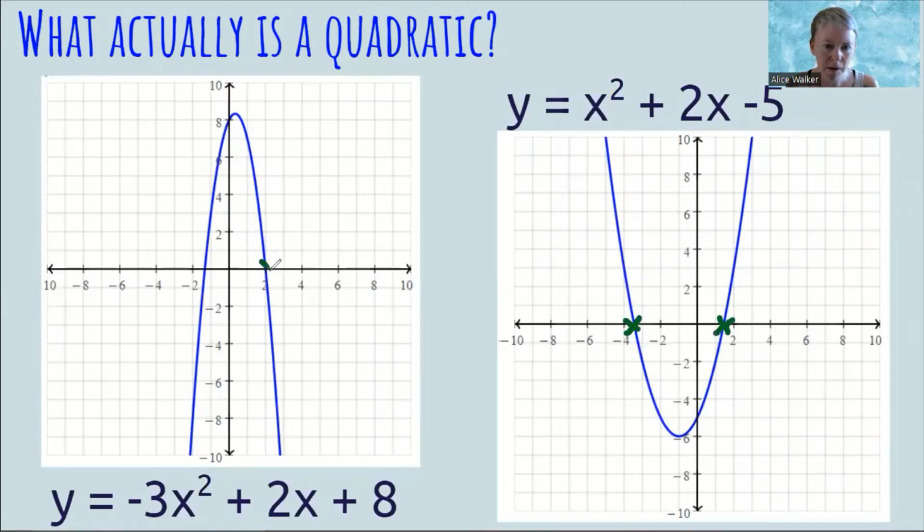There it is on that one. And there it is on that one. These are called the roots of the equation, and they are the values where y equals 0, because if you think about it, across this whole axis, the y value is 0.